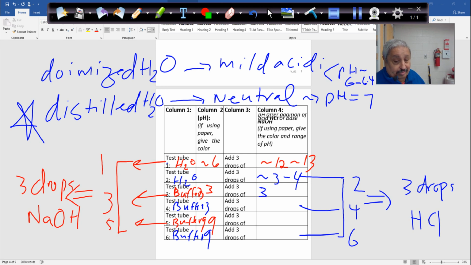If you have a buffer, this one should be what? 9. And this one here, I'm wrong. Nobody even corrected me here. So here it is. We did not finish here for the base, correct? We added buffer, so the buffer is 3 here, and here with HCl it is 9. So we mix the colors here, guys.